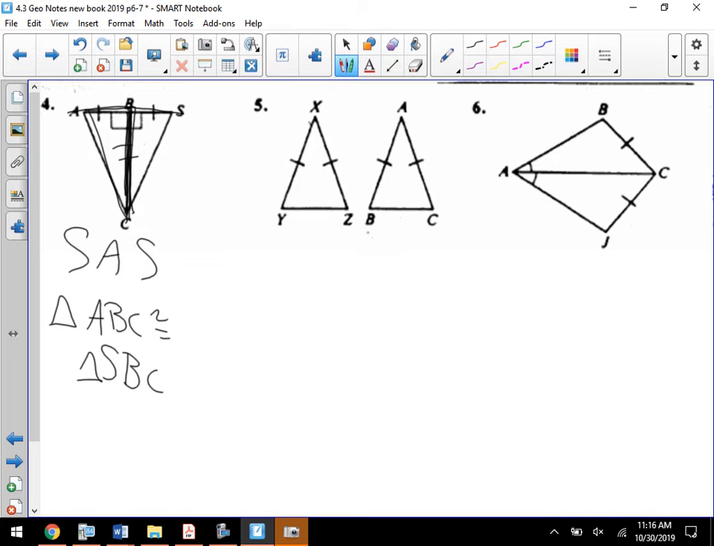I've had a lot of questions about number 5. Is there anything else you can do with number 5? No. Do you see an angle anywhere? Does it say that they're congruent? Can you assume that they're congruent? There's nothing you can do here. There's nothing we can set up to make it work.